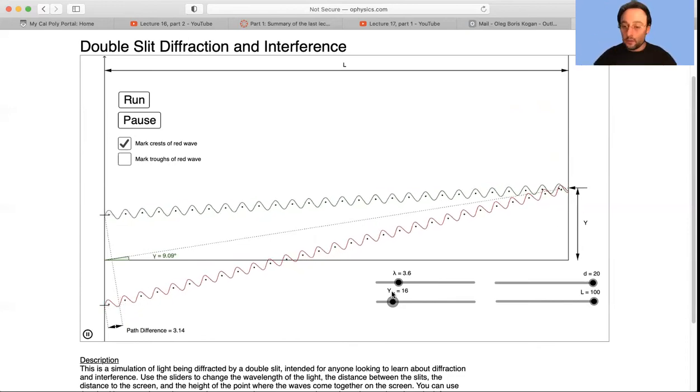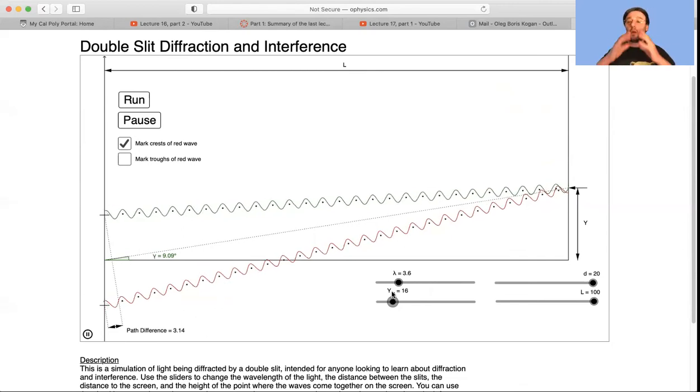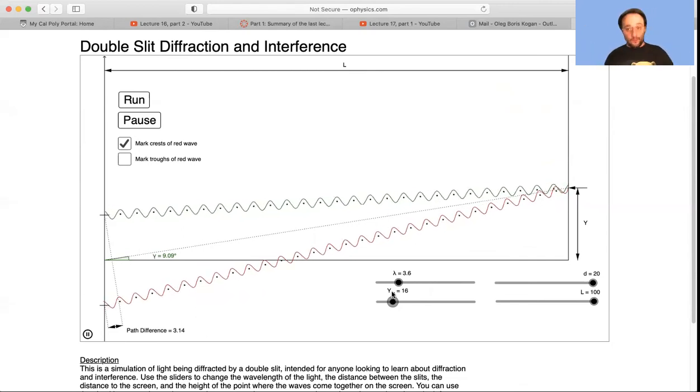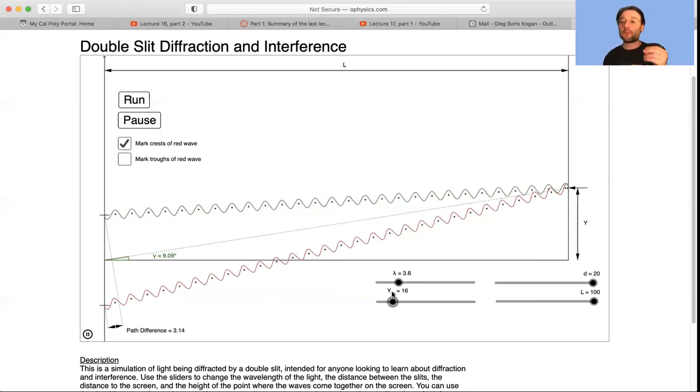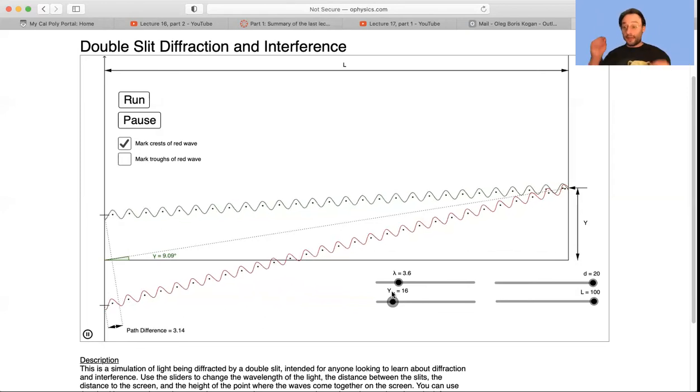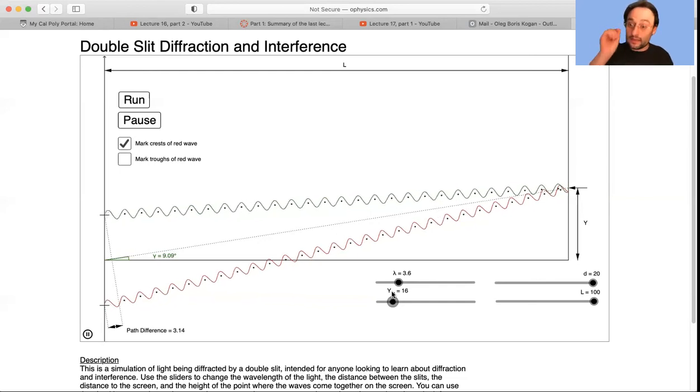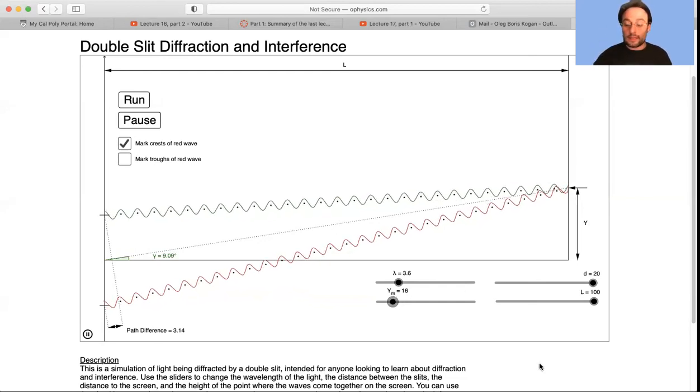This was a review, and what's the point here? The point is that this kind of experiment was the smoking gun that convinced people that light is a wave. Specifically, it's a wave. Let me stop sharing for a second.